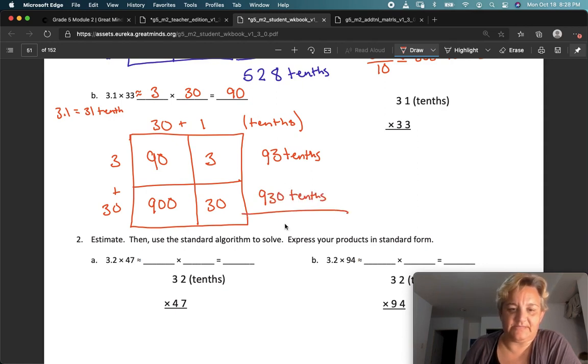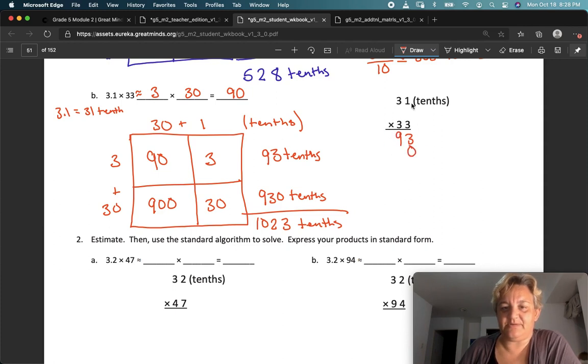Then I add those, and I get 3, 9, 10, 11, 12, carry the 1 is 1,023 tenths. Okay. I'm going to check it with my standard form. 3 times 1 is 3. 3 times 3 is 9. Drop 0. 3 times 1 is 3. 3 times 3 is 9. And 3, 2, carry the 1, 10 tenths.